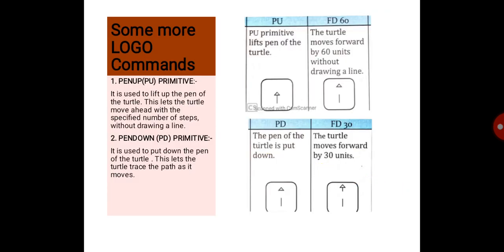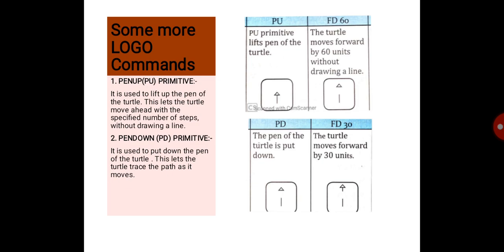So these are some logo primitives, but now in this class we also have to study more logo primitives. First one is the pen up primitive. Pen up primitive is used to lift up the pen of the turtle. This lets the turtle move ahead with the specified number of steps without drawing a line. Students, this command is very useful when we want to leave gaps or spaces while drawing, and its short form is PU.